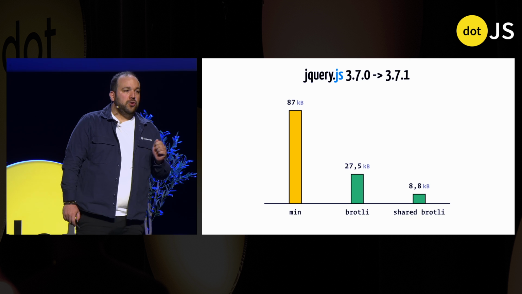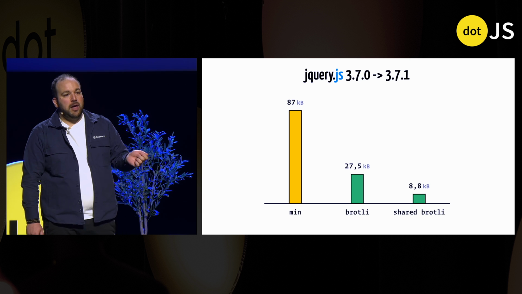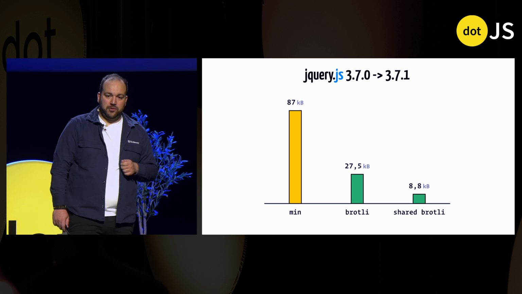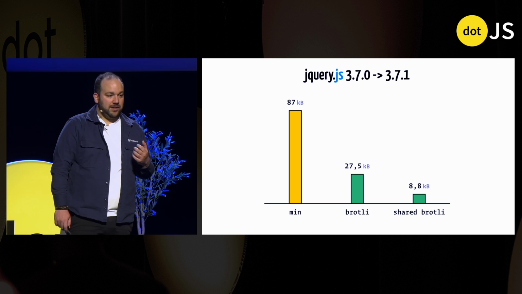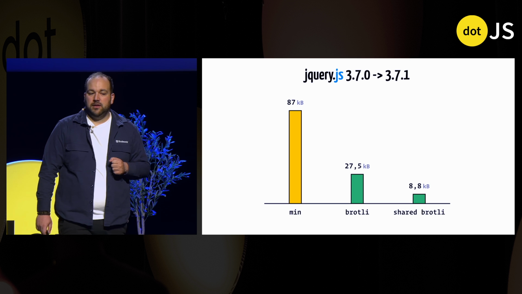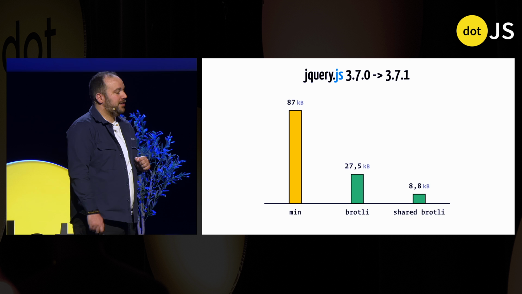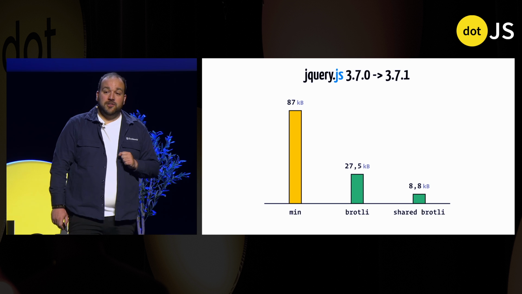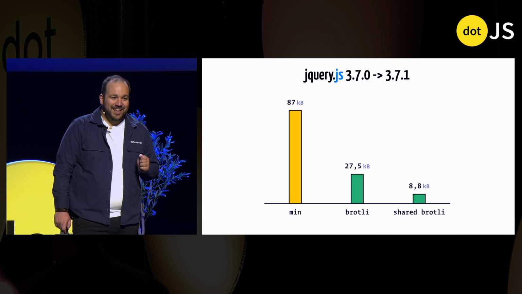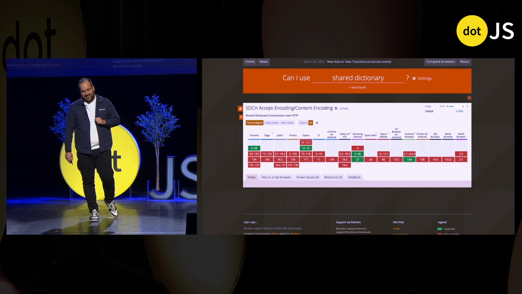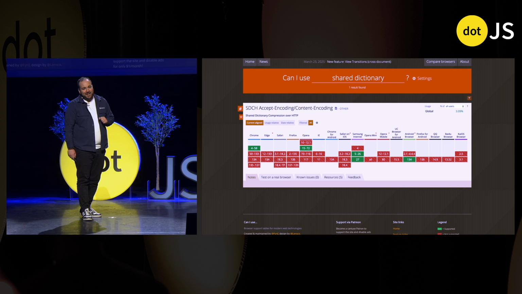Another example: if you load YouTube in January and you come back to YouTube in March, you could drop 70% of the file transfer because you already have it in your dictionary. That's the magic behind dictionaries and shared dictionaries for HTTP. So, are you hyped? Yes. You can't use it yet. It's basically the future.